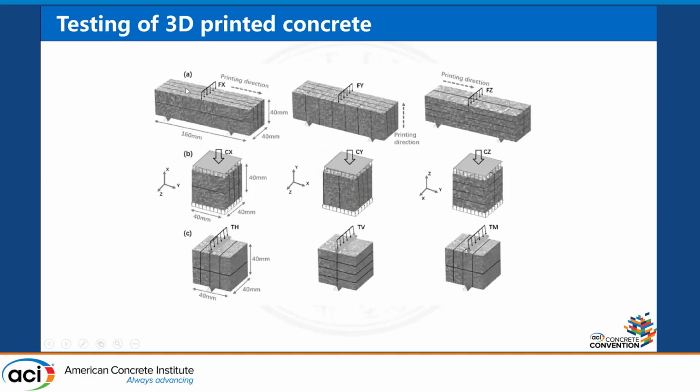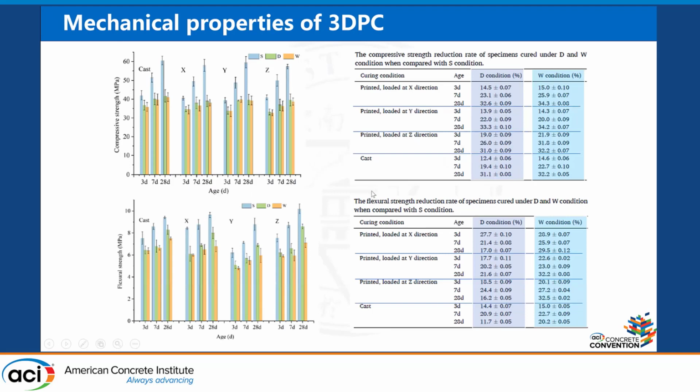We tested the mechanical properties, like the flexural strength from three different loading directions, and the compressive strength and the split tensile strength. We split on the surface of the matrix and two different interfaces. Okay, here are some results. Here is the compressive strength and the flexural strength.